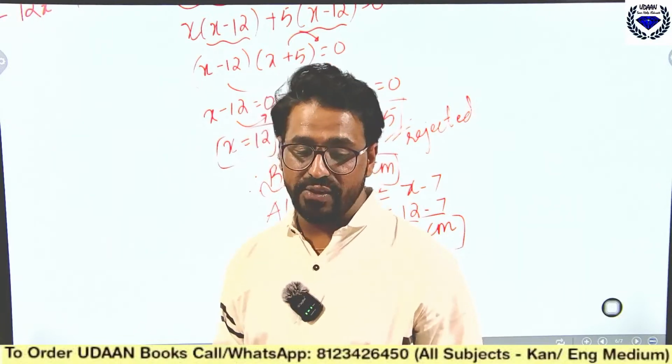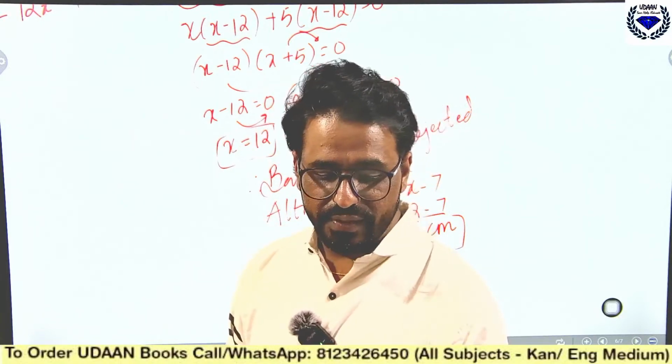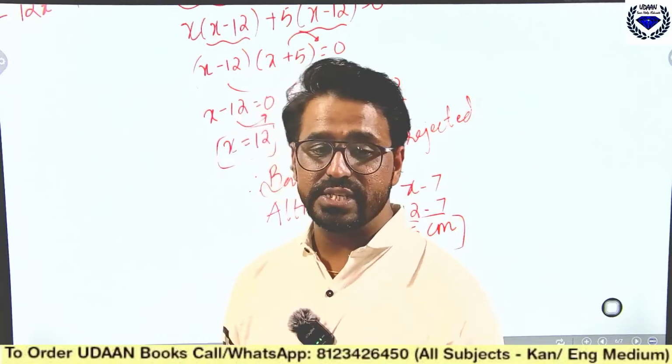Okay, so altitude is x minus 7, very good. Abram is telling 12 and 5, very good. That shows the level of interest you are showing towards this subject.